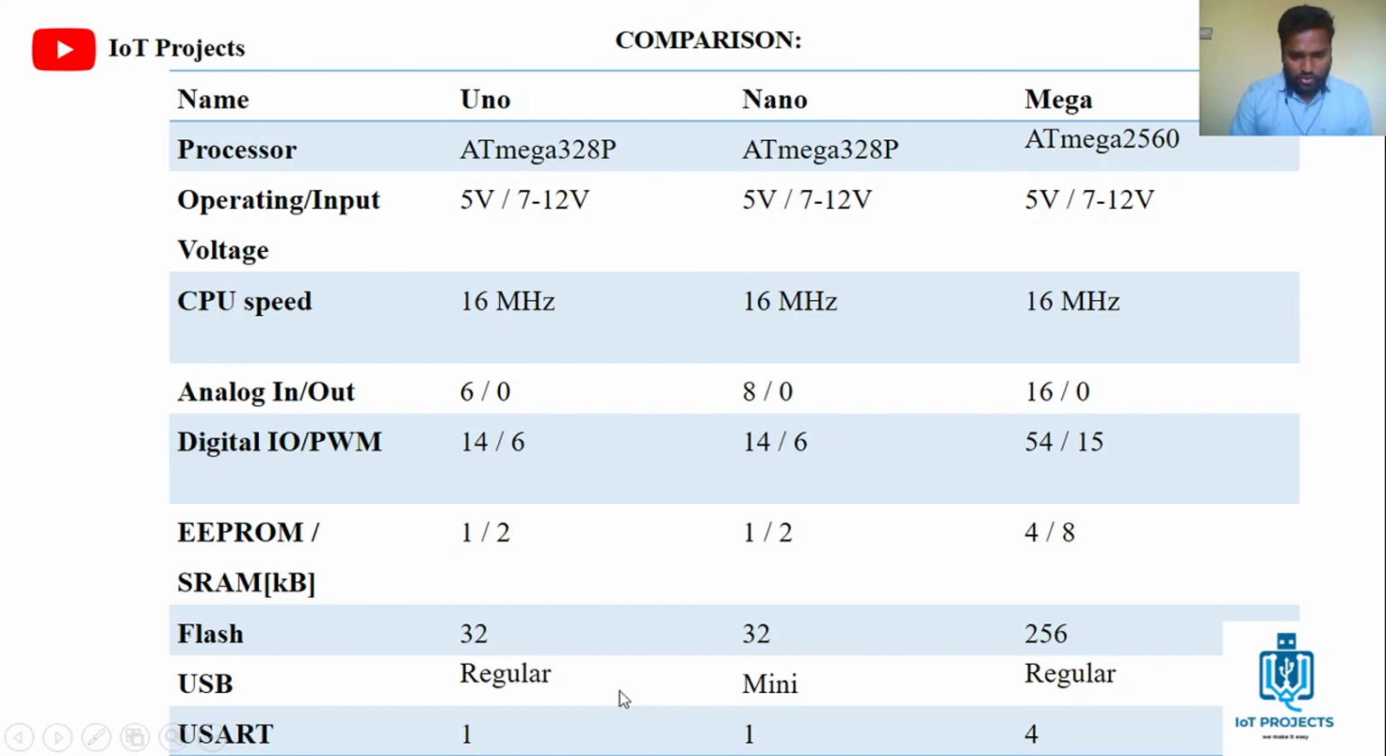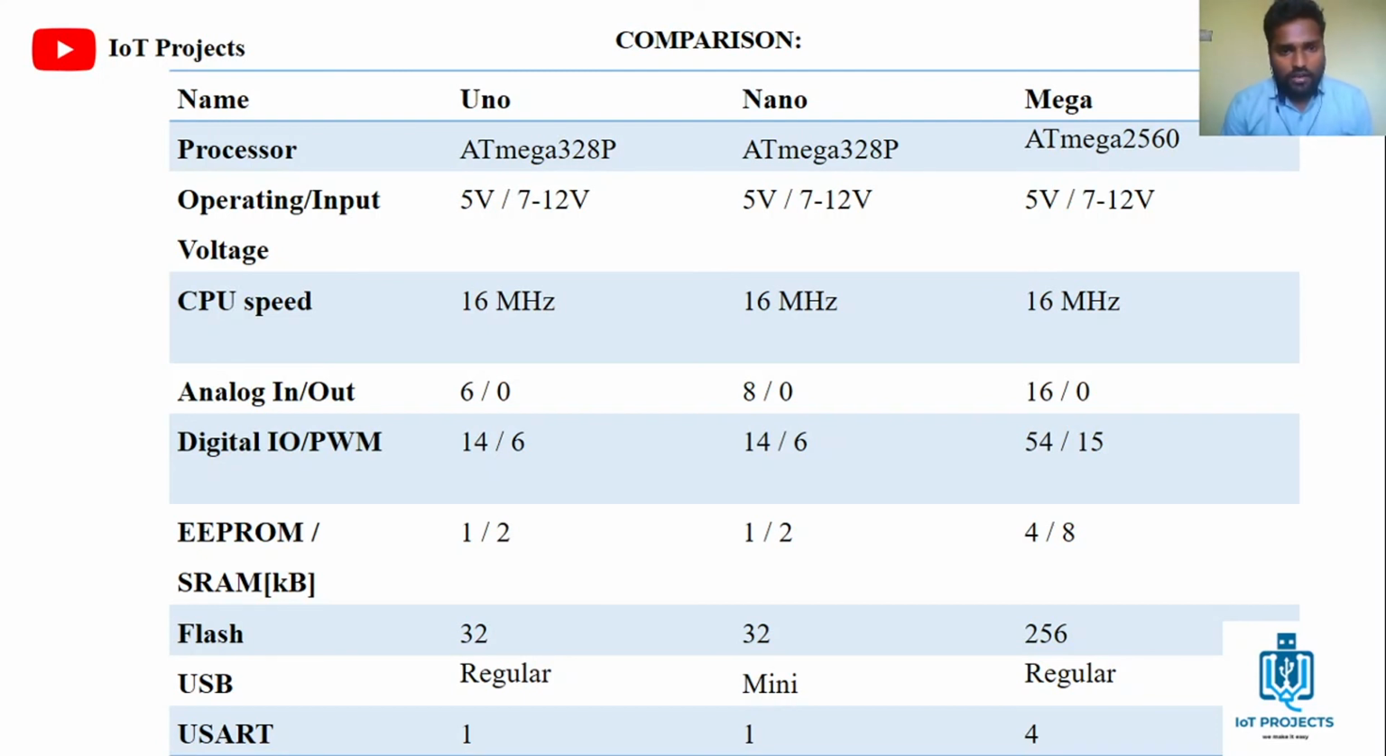For USB, in Arduino Uno we are using the regular USB, and in Nano we are using the mini USB, the type we use for mobile charging, and in Mega also we are using the regular one. Although in Arduino Uno and Arduino Mega there is an option for using the power jack. And USART stands for Universal Synchronous Asynchronous Receiver Transmitter. In Uno we have one, Nano we have one, but in Mega we have four.